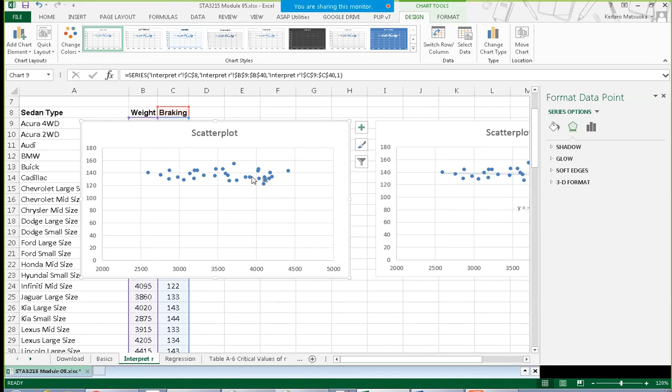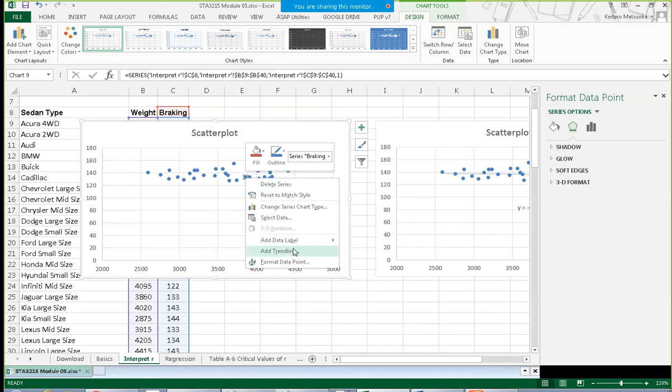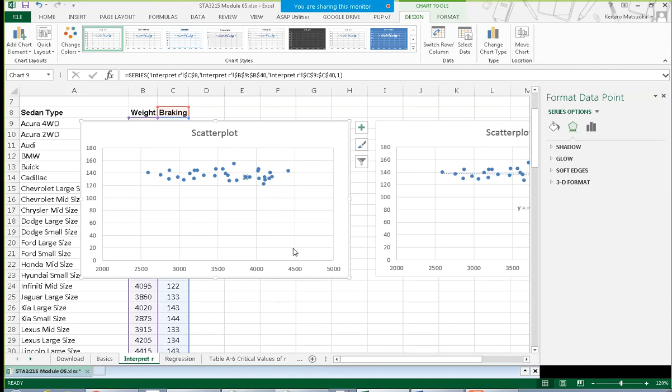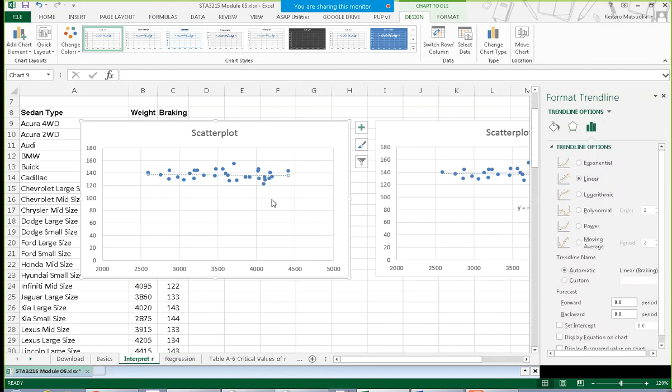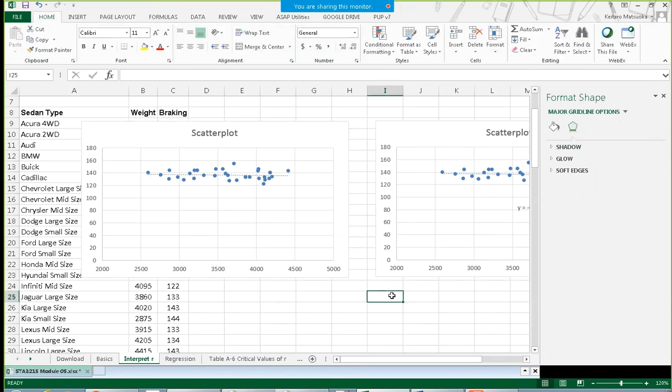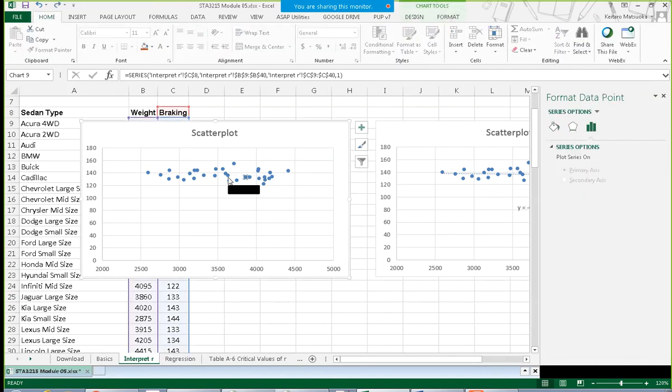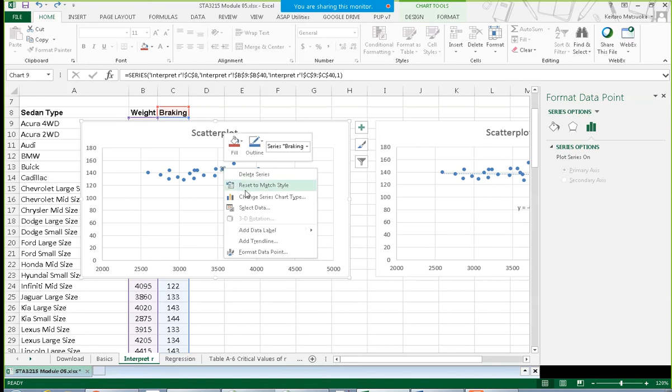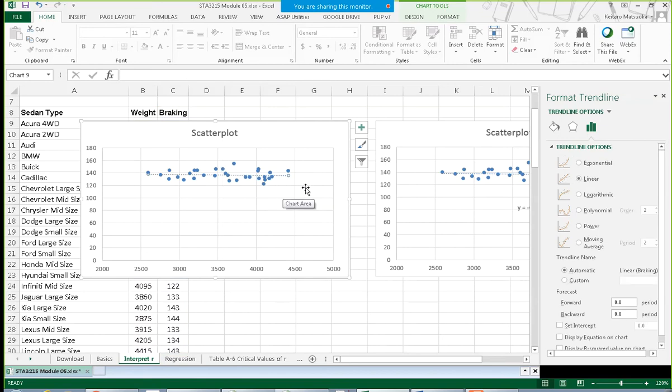Oh yeah, sorry. Click on it and then right click and add trend line. That's how you do it. Okay, so let me do it again. Click on one of the dots, right click it, and say add trend line. That will give you the trend line here.